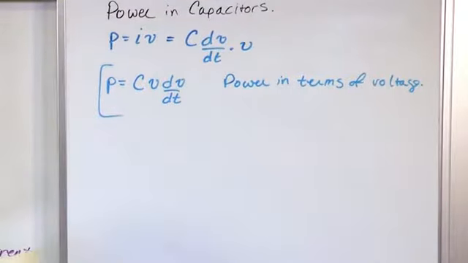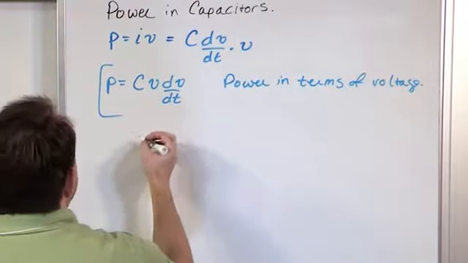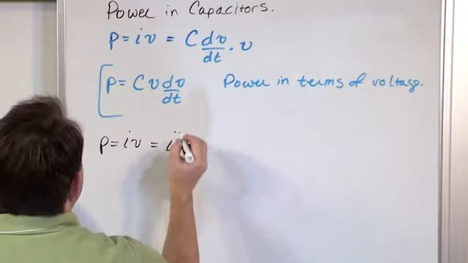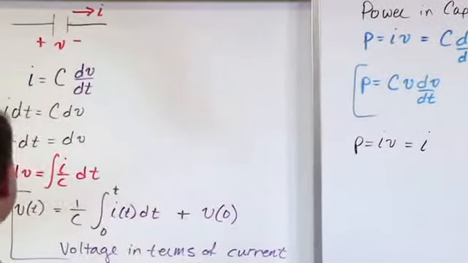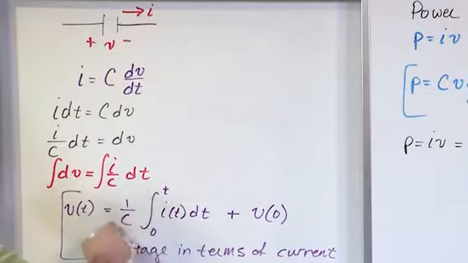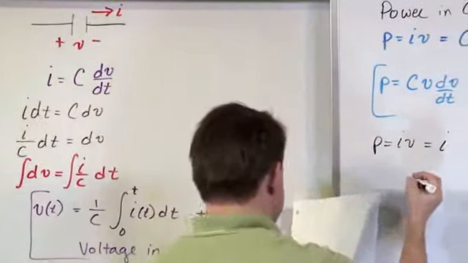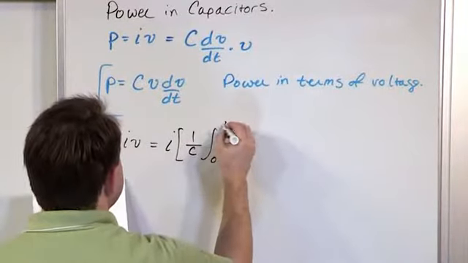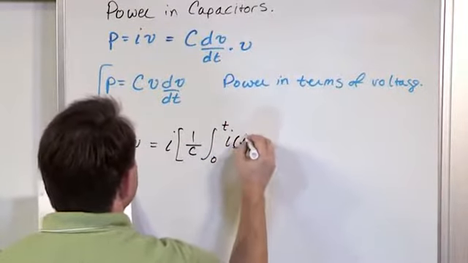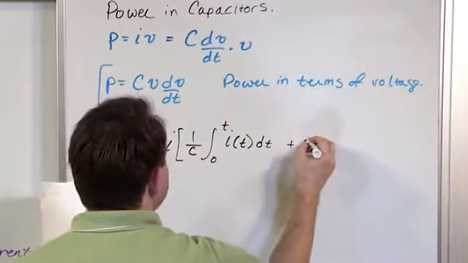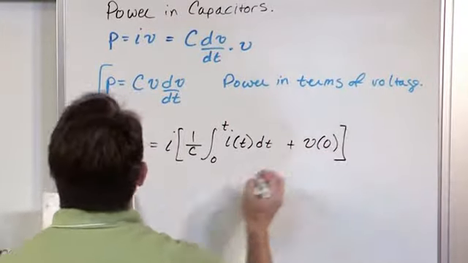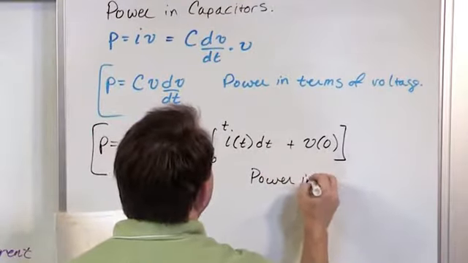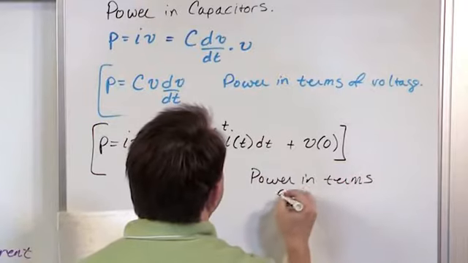Let's turn it around and go the other way. Let's say P is equal to IV, but now we know what this voltage is. We already found that the voltage across the capacitor is equal to this guy. So it's I times 1 over C, integral 0 to t of I(t) dt, plus the initial voltage. All right, so this is the power in terms of current.